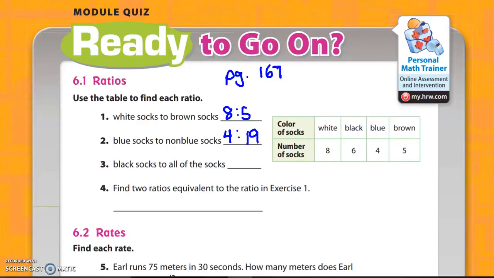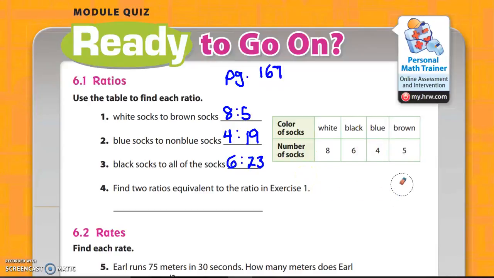Question 3 says Black Sox to All Sox. Well, the Black Sox are 6. And the All Sox are 8 plus 6. This time we have to include the black. That's 14. And 4 and 5 is 9. And 9 and 14 is 23. And that doesn't simplify, so I'll just write it as 6 to 23.